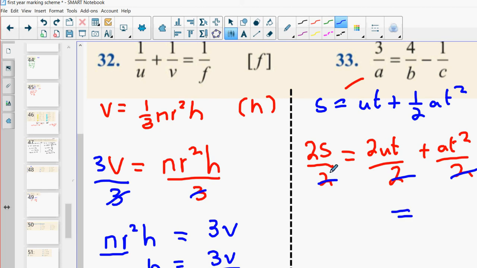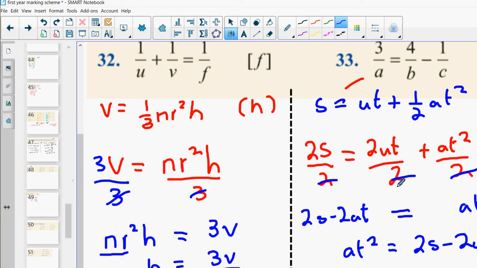Some people might do this. at squared equals 2s minus 2ut. Remember I said I always want the a on the left for me, so what will I do? Switch. at squared equals 2s minus 2ut. Then divide by t squared, and we're done. Who got that one now? Good job. Okay. Anybody want to tell me what went wrong, what worked?